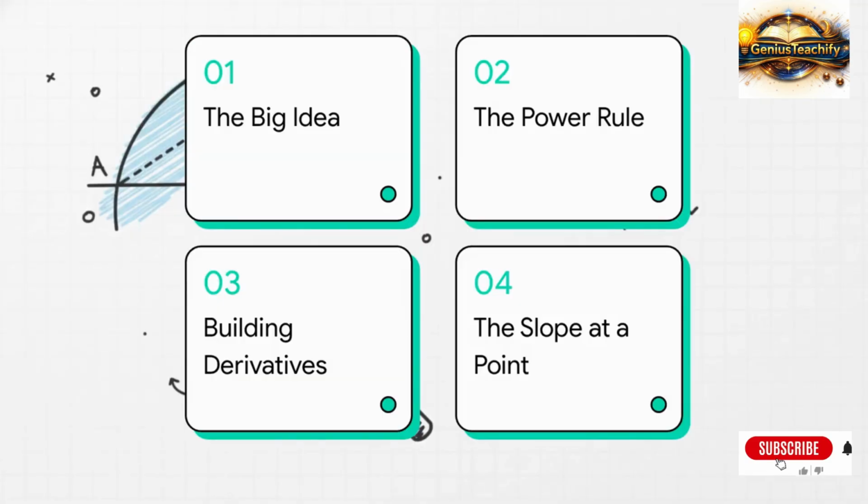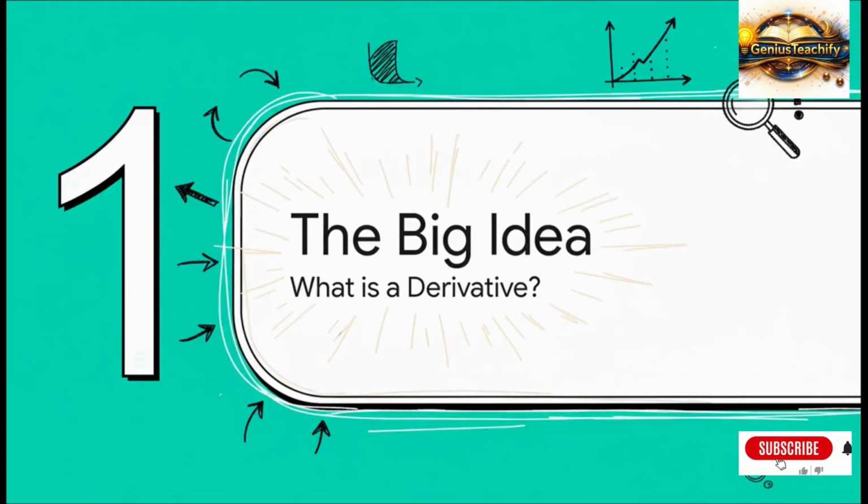So here's the game plan. First, we'll nail down the main concept, the big idea behind it all. Then I'm going to give you your first most important tool, the power rule. After that, we'll see how to combine our tools to solve bigger problems. And finally, we'll put it all together to find the exact slope at any point on a curve. Let's do this. All right, let's dive right into the heart of it all, the big idea.